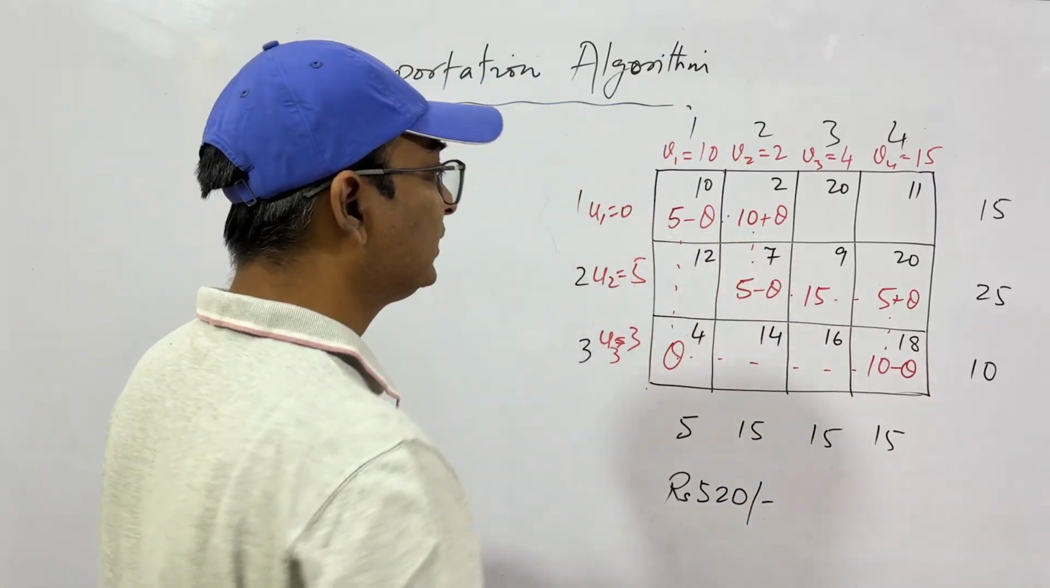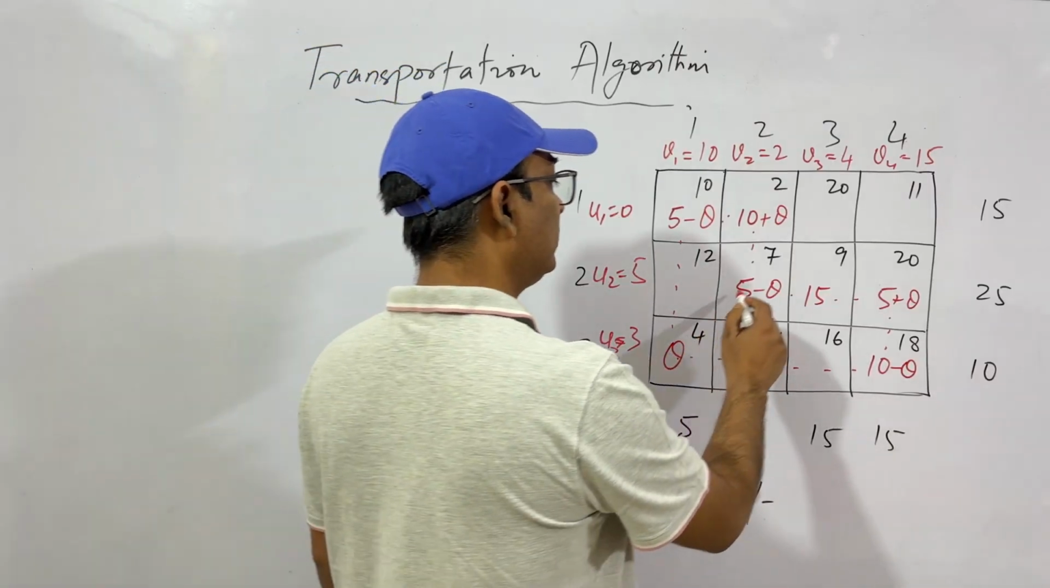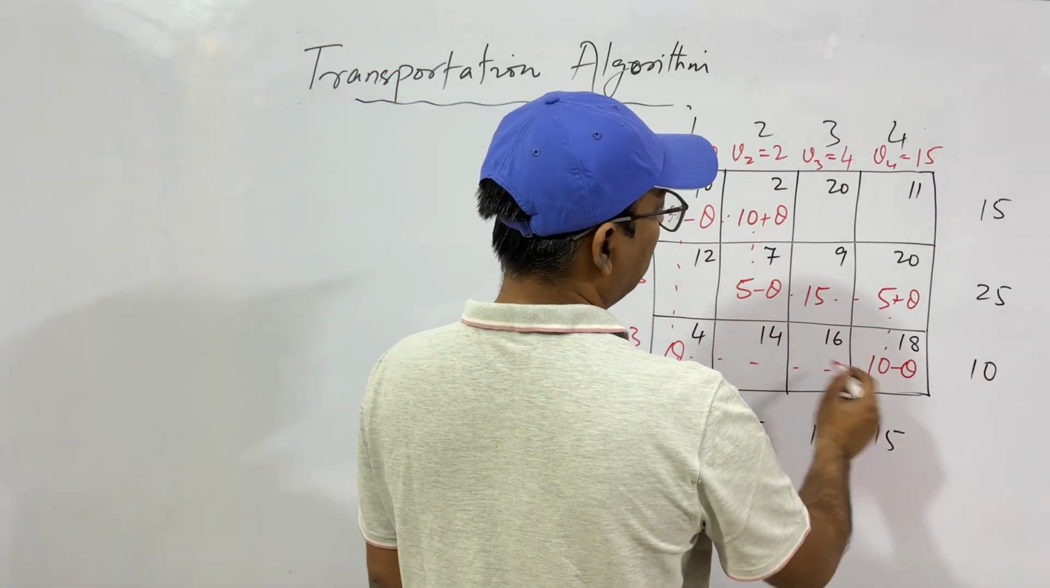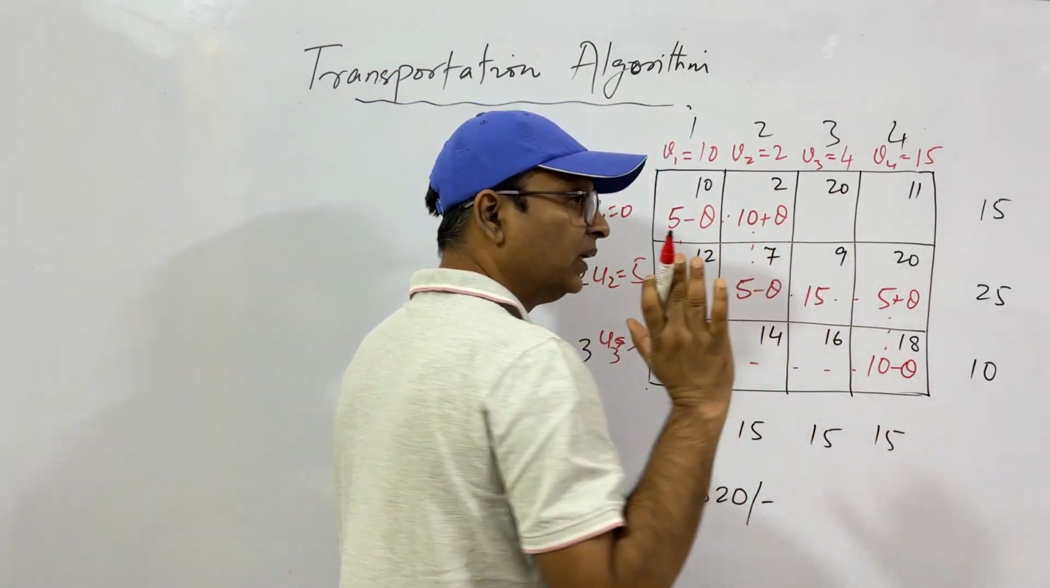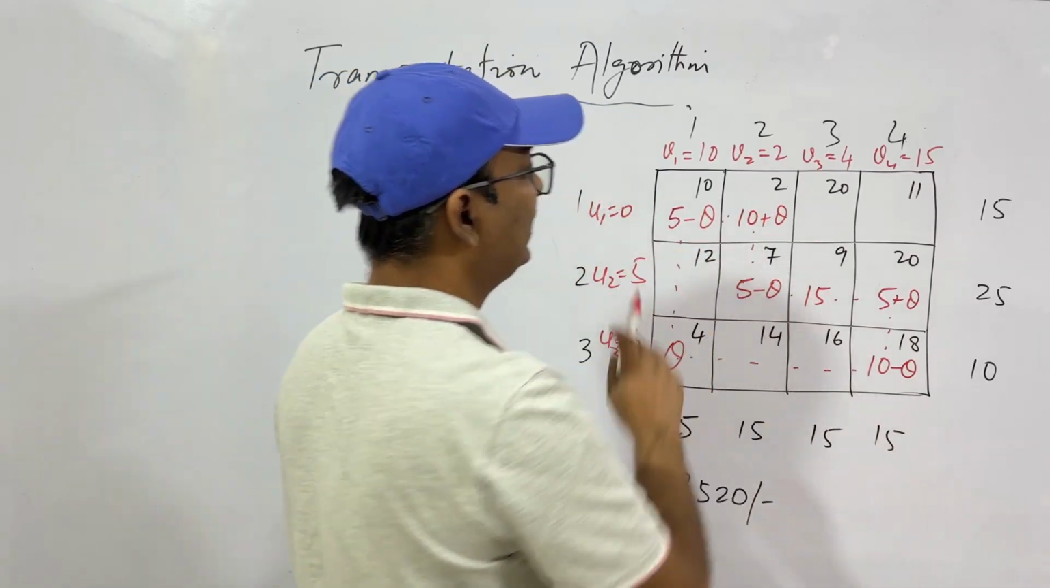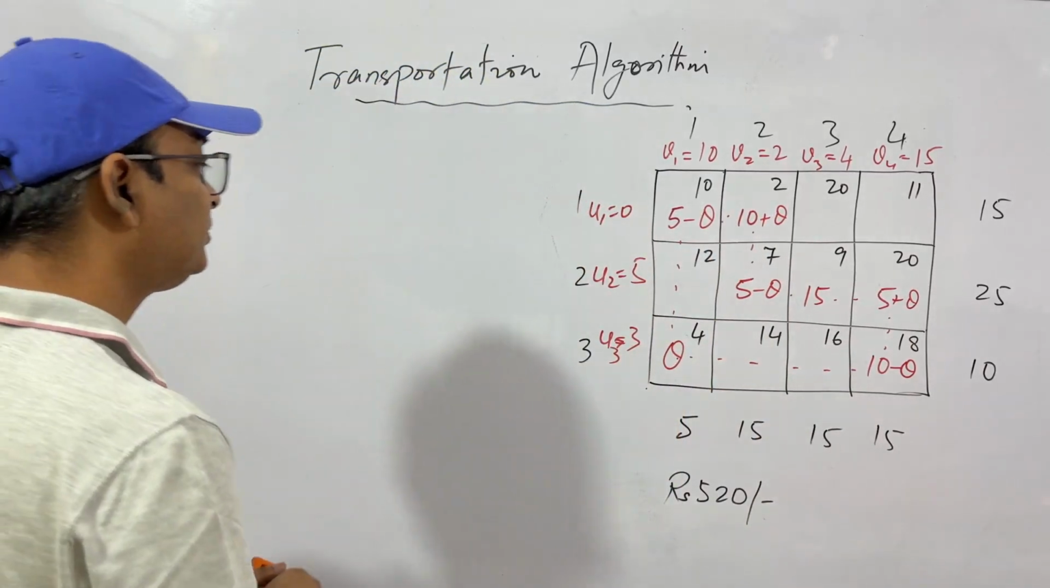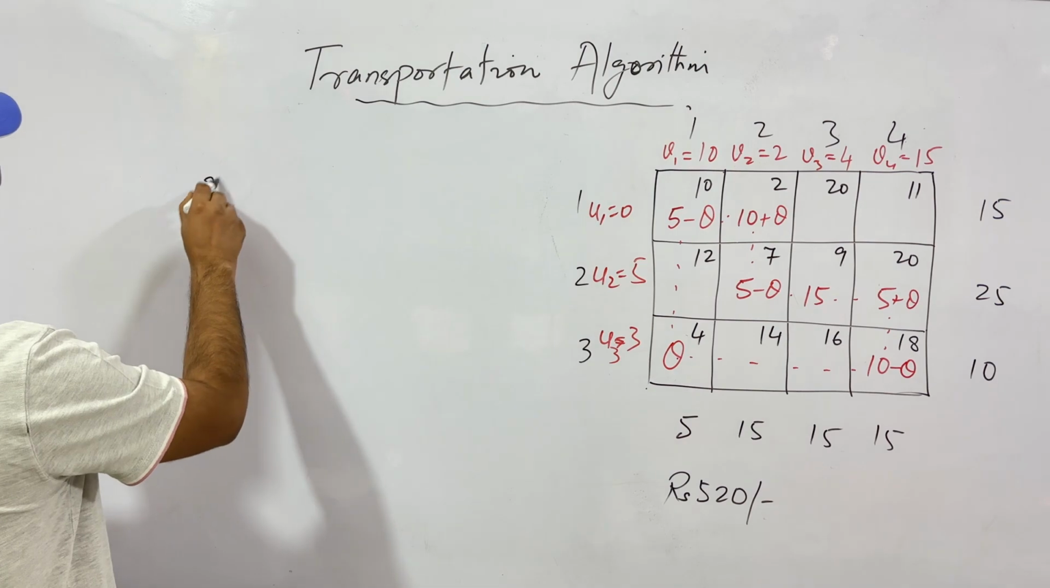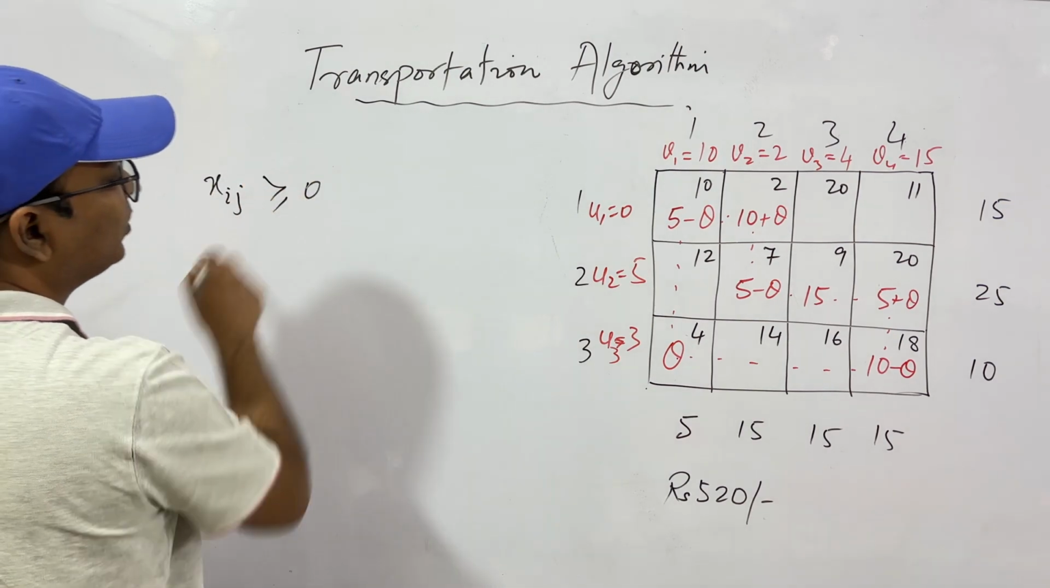This loop, you have to understand, cannot be diagonal. That is, you cannot go like this. The lines are always horizontal and vertical only. So this is a closed loop. We have used this. Now you know that xij has to be greater than or equal to 0.